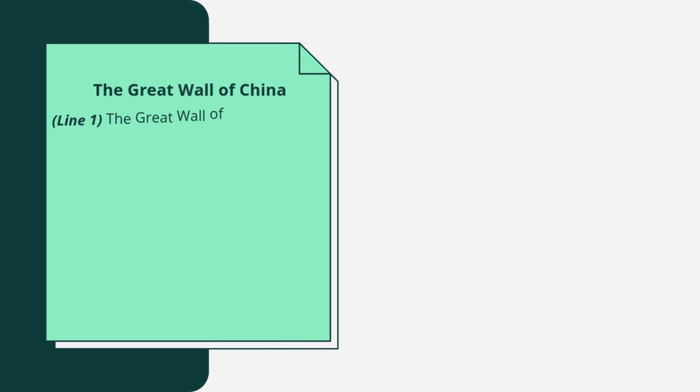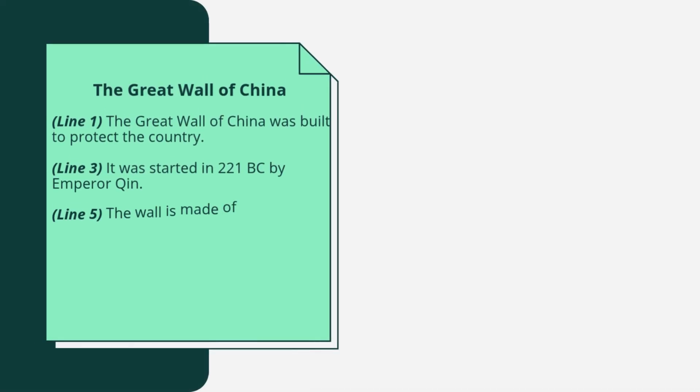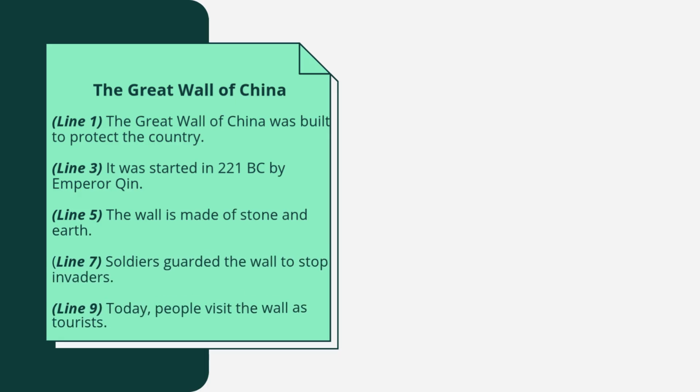Let's look at an example. Here is a short passage about the Great Wall of China. Line 1. The Great Wall of China was built to protect the country. Line 3. It was started in 221 BC by Emperor Qin. Line 5. The wall is made of stone and earth. Line 7. Soldiers guarded the wall to stop invaders. Line 9. Today, people visit the wall as tourists.